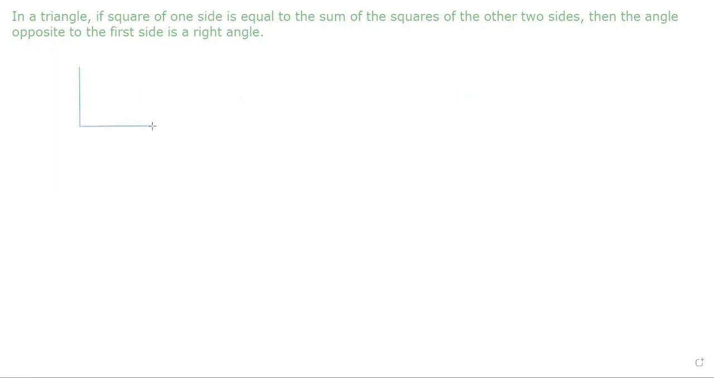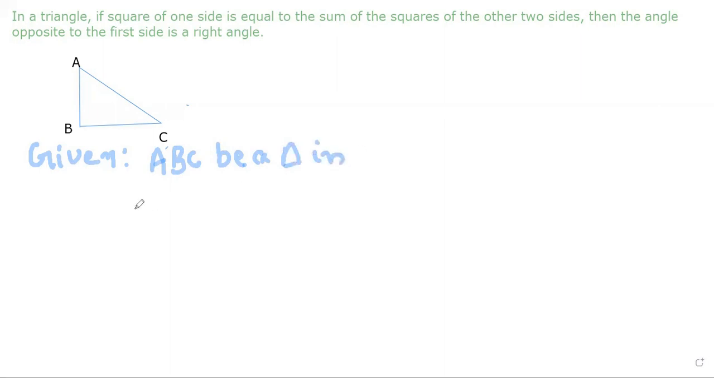Let ABC be a triangle. Let me draw triangle ABC first. In which the square of one side, AC square, is equal to AB square plus BC square.